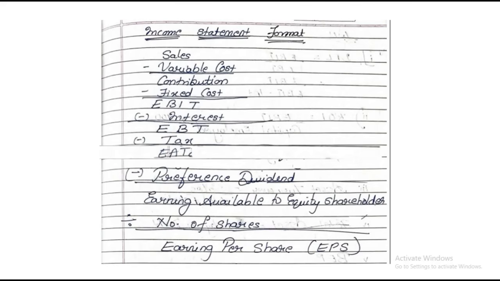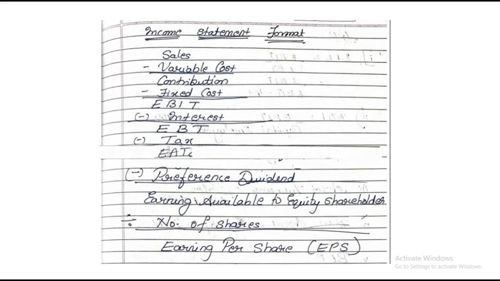So the format starts as sales less variable cost gives you contribution, less fixed cost gives you earning before interest and tax, also known as EBIT, less interest gives you EBT, that is earning before tax, less tax gives you earning after tax. From that amount, if you subtract your preference dividend, whatever amount is available is known as earning available to the equity shareholders. When you divide that value by the number of shares, you will get earning per share. That's a full-fledged income statement format. I would like everyone to note down this particular format because in the sum this is very important.